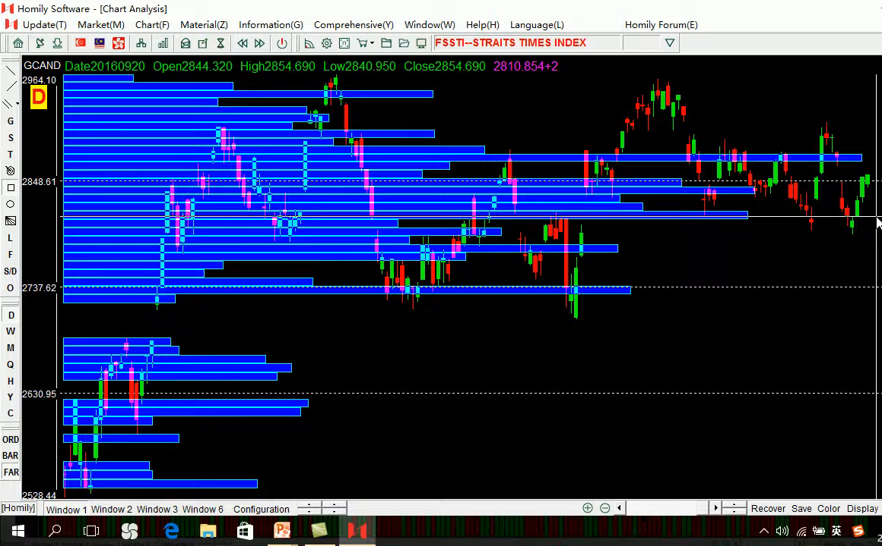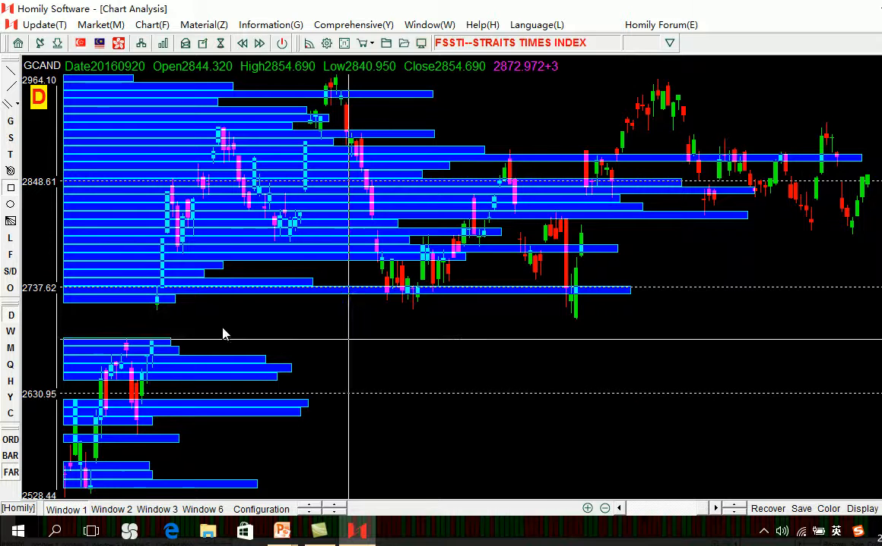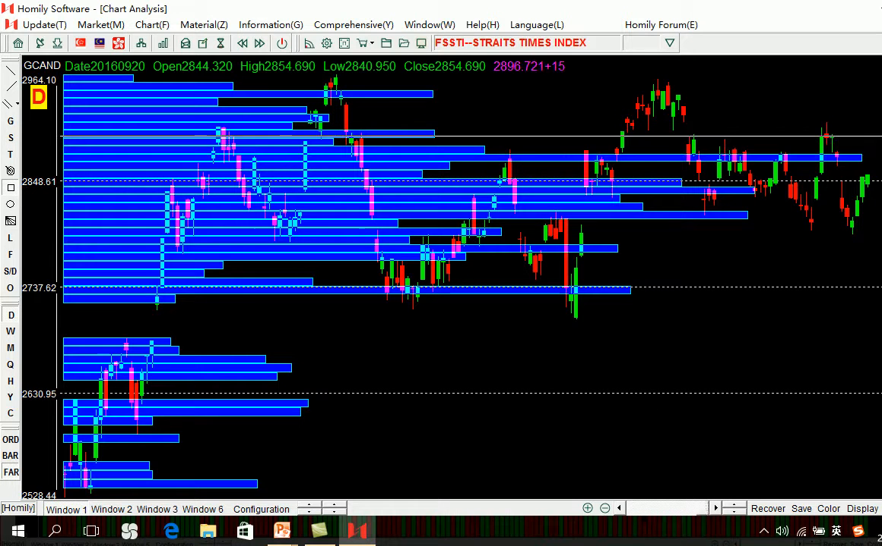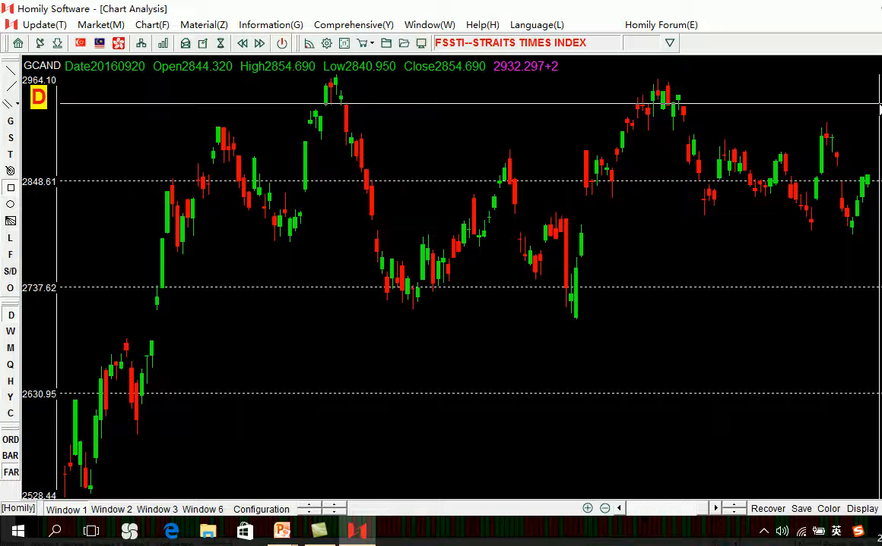So this is the support, right? This is the next resistance. So if you see the price just touch the resistance, you should prepare for the short-term risk, okay, a short-term correction. So you should remember the high point and low point.